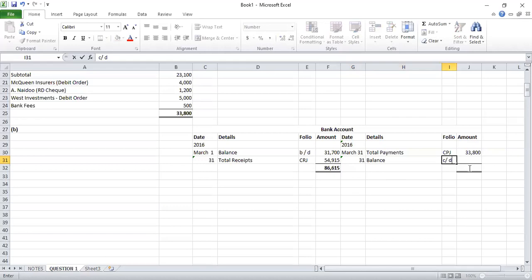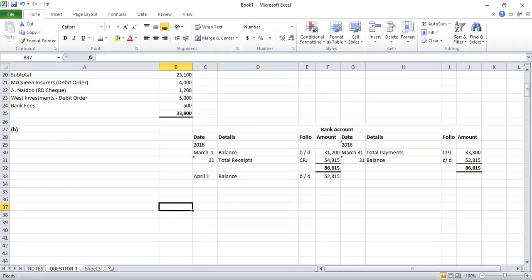So the total also you put the same for the bigger one. Then your difference, that is your 86,615 minus your 33, will be your balance. That 52,815. Then the balance BD, you bring it down on the bigger side. On the first day of next month, April 1, it will now be called balance brought forward. So we're saying in April, the balance that will be carried forward will be 52,815. Any questions? So your receipts will always go on the debit side, your payments will be on the credit side, but the balances, they depend. Right, so that's number B.